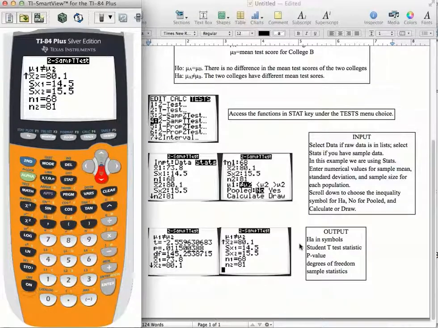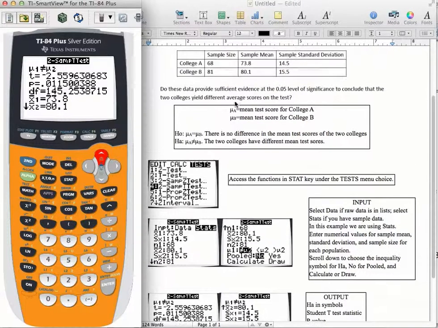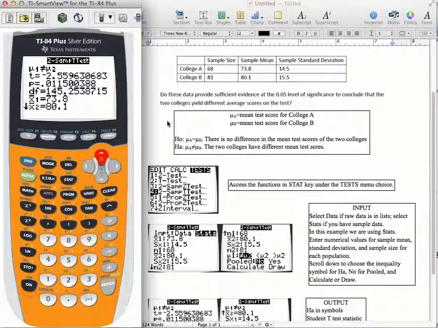So our alternative hypothesis was shown to us, and also our p-value. The p-value that we calculated here is 0.0115. At the alpha equals 0.05 level of significance, we can then reject the null hypothesis because p is less than alpha. If we reject the null hypothesis, that means we have support for the alternative, and the alternative is that the two colleges have different mean scores.